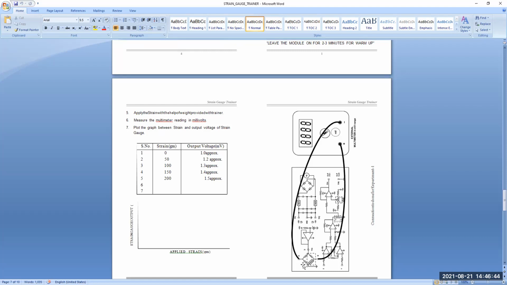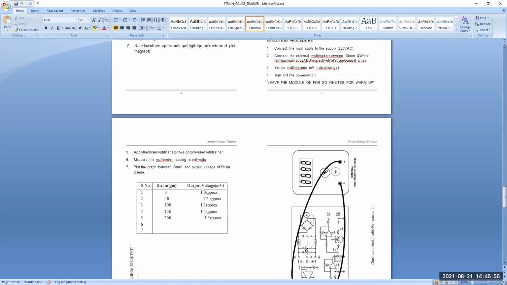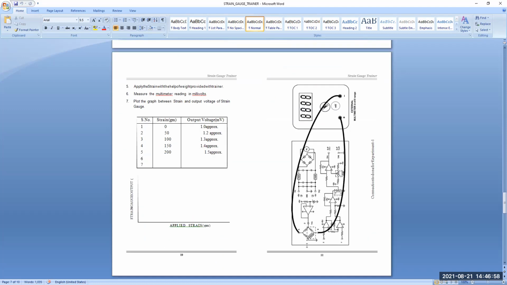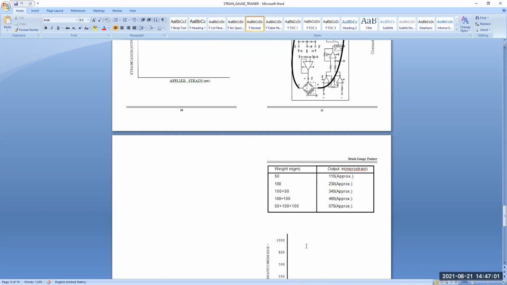Here is another type of next experiment, where you can find readings from here to here in the multiple divided scale itself. So what we have got from the experiment: 60, 100, 150, 160, and 575 millivolts, 461 millivolts, 384 millivolts, 230 millivolts and 115 millivolts itself.